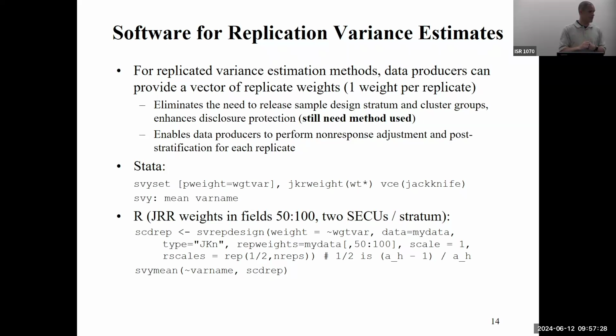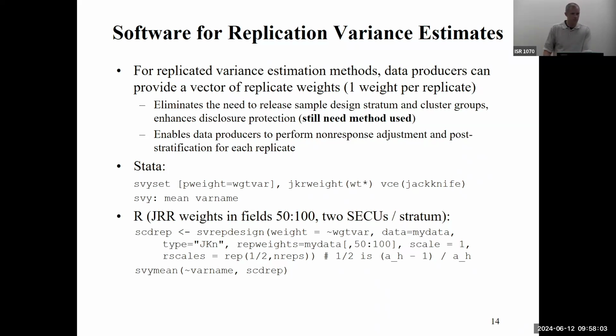Yep, Jared? Can I ask what scale equals one is for? Is it for the JRR? Yeah, it has to do with the type of variance estimation formula used. If you specify JKN, you have the option of specifying scale and rscales. Scale is another general factor that's multiplied by that coefficient. Usually for most of the JRR variance estimation formulas, that's just going to be 1. What matters is rscales. That's where you would input the different coefficients. So that initial scale is usually just going to be 1.